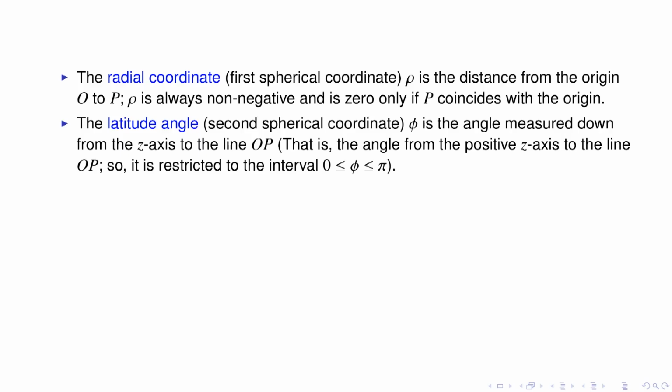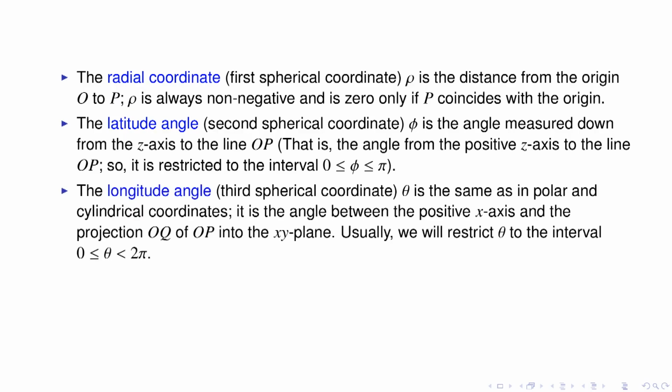So, it is restricted to the interval 0 less than or equal to phi less than or equal to pi. Now, the third spherical coordinate, the longitude angle theta, which is the same as in polar or cylindrical coordinates. It is the angle between the positive x axis and the projection OQ of the position vector OP into the xy plane. Usually, we restrict theta to 0 to 2 pi.